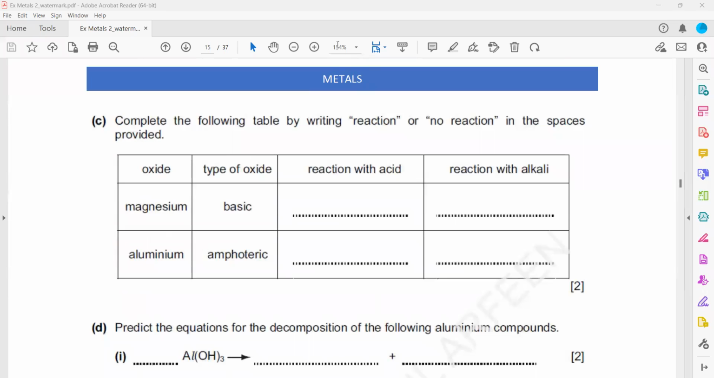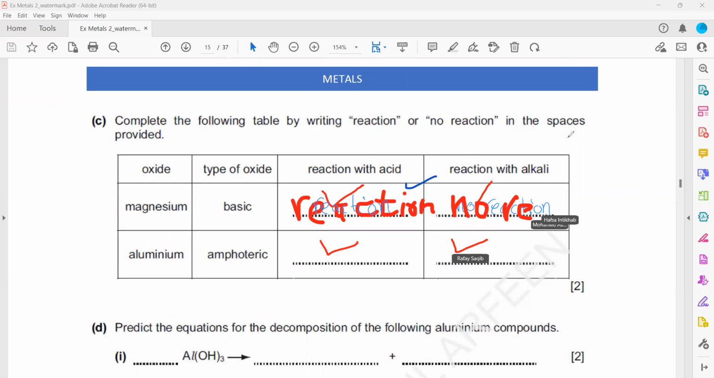Complete the following table by writing reaction or no reaction in each space. We have a basic oxide. So a basic oxide can react with acid, that's true, and with alkali, they don't react, no reaction. Amphoteric oxides can react with both acid and alkali, that's good. You can use the chat, a screen annotation or a mic to state the answer.